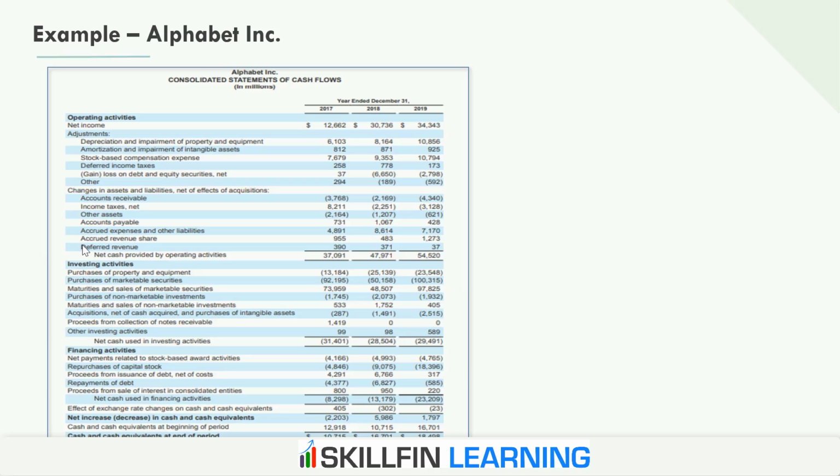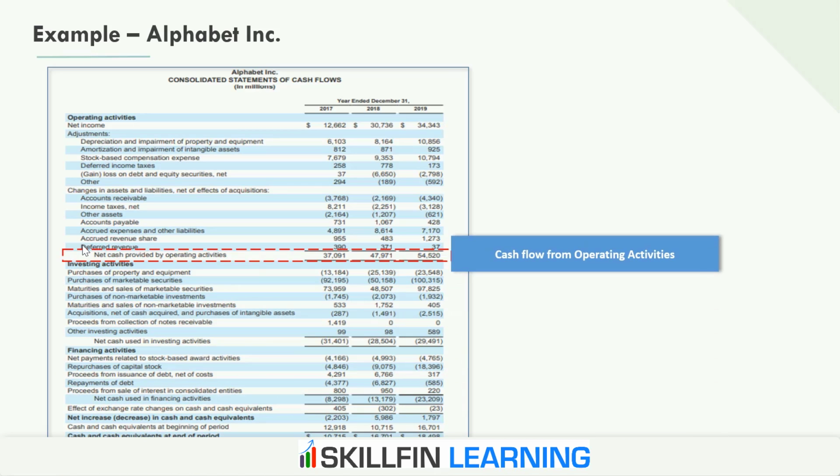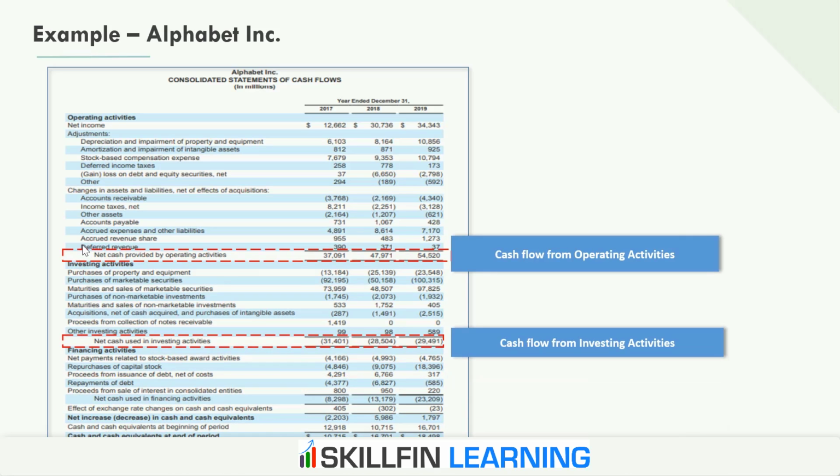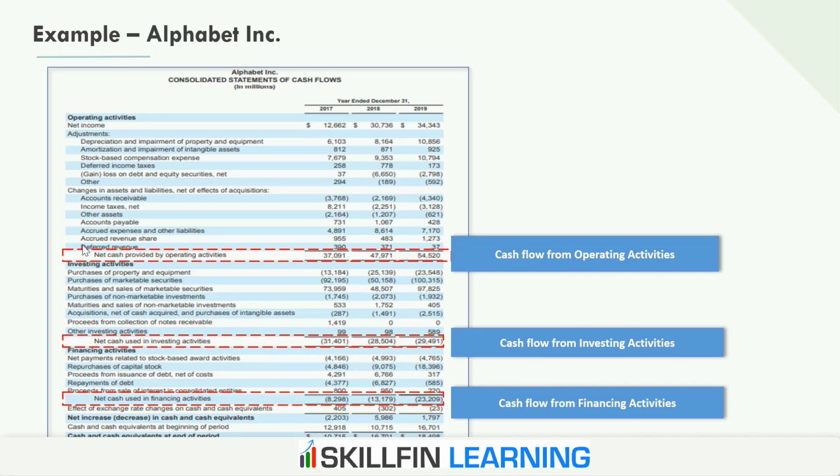Now, let's look at an example of a cash flow statement reported by Google or Alphabet Incorporated. This is how the cash flow statement of Google looks for the year 2019. It has three parts: cash flow from operating activities, cash flow from investing activities, and cash flows from financing activities. Let us look at each of them one by one.